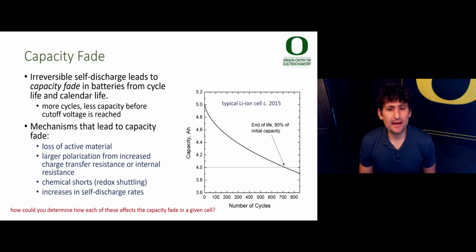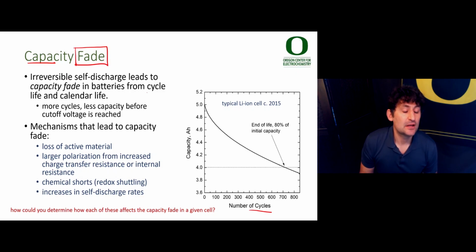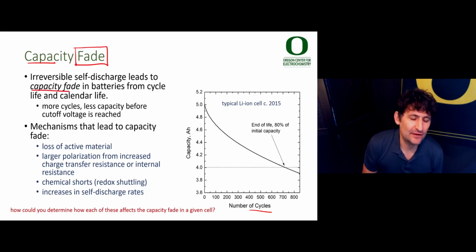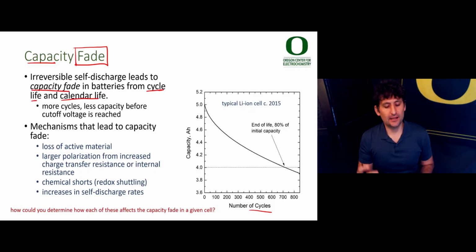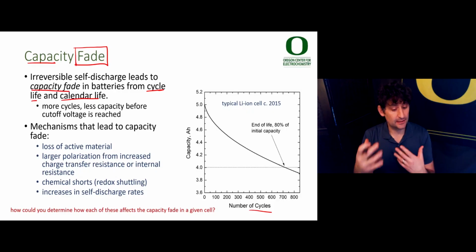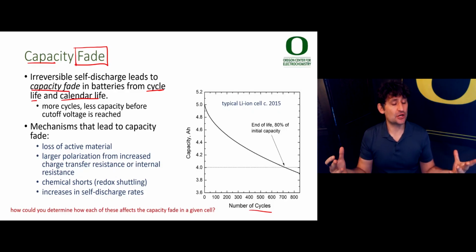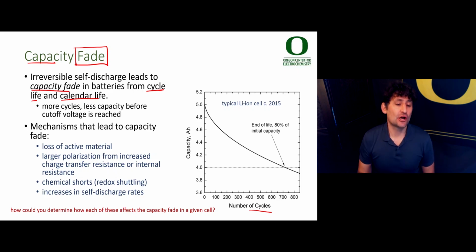The other thing that happens with batteries is the capacity typically decreases as you cycle the cell. We call this capacity fade. This can be due to irreversible self-discharge, and we typically assign the capacity fade in batteries to both cycle life and calendar life. Cycle life is fade that occurs due to cycling the battery. Calendar life is fade that occurs due to simply the battery getting old. So mechanisms that degrade the ability of the battery to hold charge and release that charge due to changes that happen in the absence of cycling charge in and out of the battery.